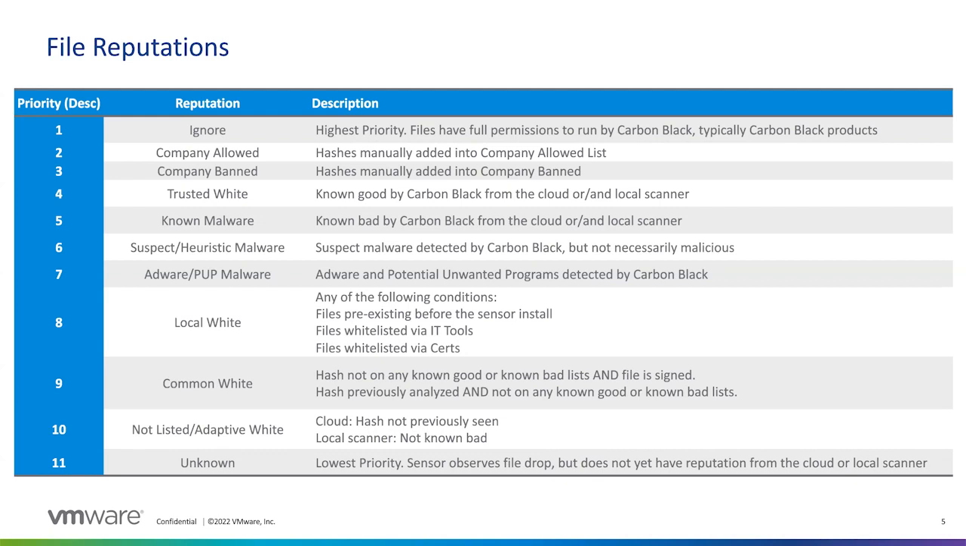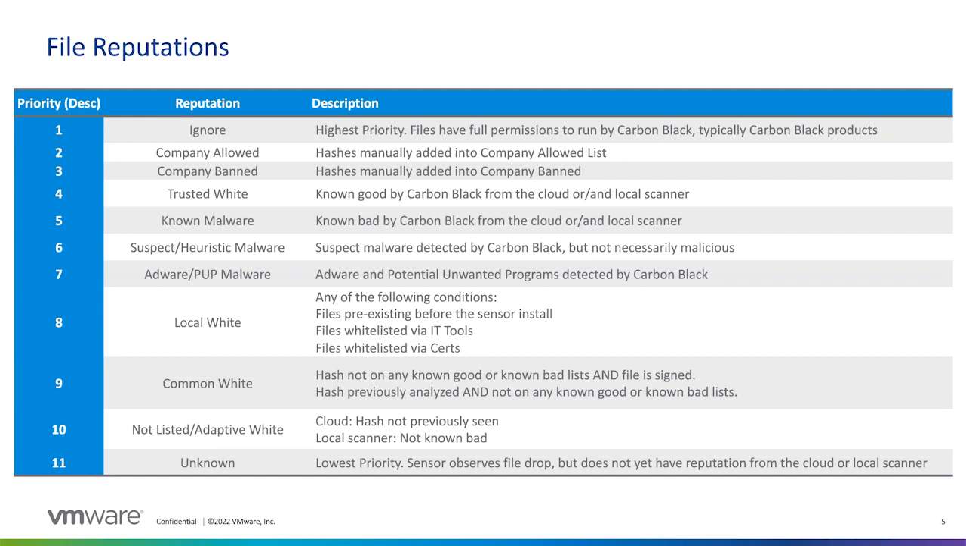Again, we'll get into IT tools nice and deep, especially since I know no one's really utilizing them. Local white reputation is my preferred reputation and what we intend you to use for most of your files, as it is not very high up the priority list. It is high enough up the list that it should get past most blocks in your environment. We'll discuss that in a little, but it is not so high up that we're ignoring what the file does.